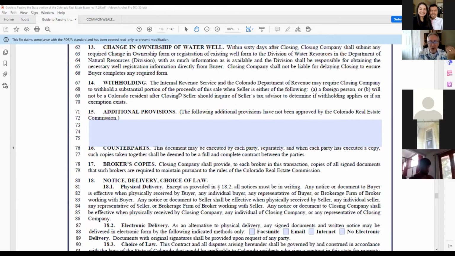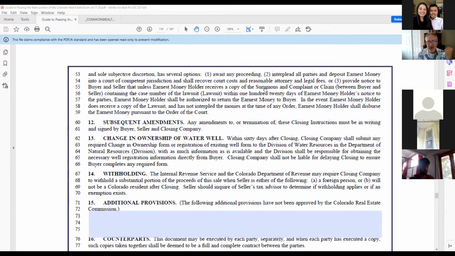If there's any withholding, somebody had a question? Yeah, 120 days for what? Right here, it's 120 days. Read this here. They'll return the money to the buyer after 120 days if they don't get something in writing. So after 120 days, they have to return the earnest money.